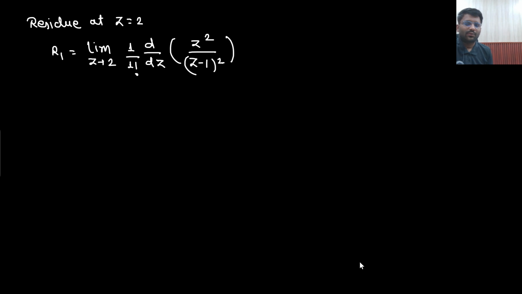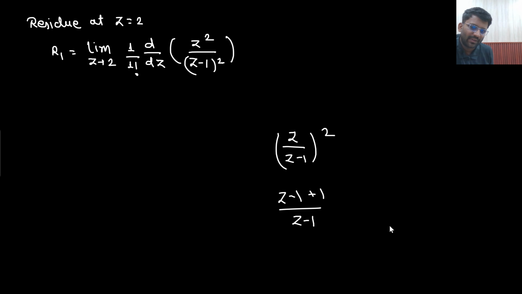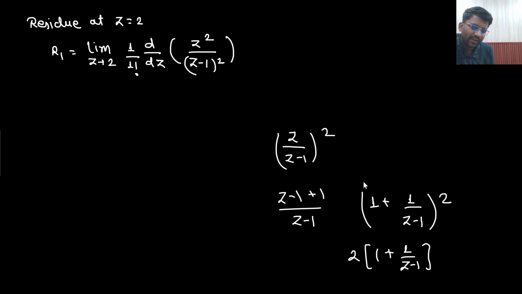Look, I have a short method for this. What I will do? z square upon z minus 1 whole square it is, no? So can I do z minus 1 plus 1 divided by z minus 1? It would come out to be 1 plus 1 upon z minus 1 whole square, right? This is what I can do. Now I need to differentiate this function. So what I will do? 2 outside, 1 plus 1 upon z minus 1, and then differentiation of inside will be minus 1 upon z minus 1 whole square, right? So this is what I am getting.